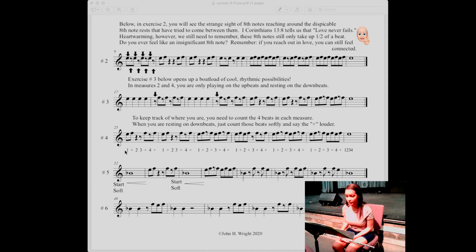Cool. Now look at number 4. You'll notice that was a pretty tricky exercise right there. That might take some practice. In number 4, you're going to count 1 and 2, 3 and 4 and. In the first measure, you're resting on the downbeat of 3 and popping the upbeats. It does pretty much the same thing in different places, where you're just resting on the downbeats and playing just the upbeats. So let's try number 4.